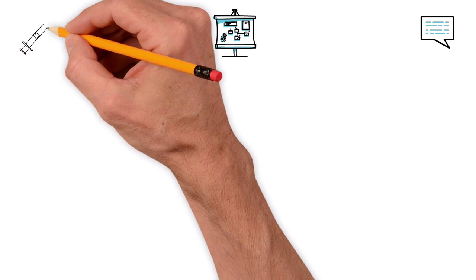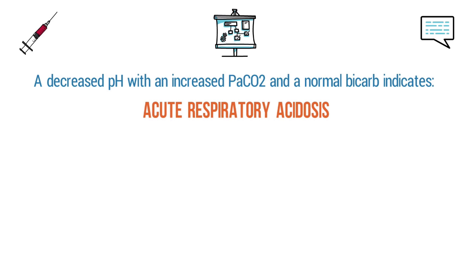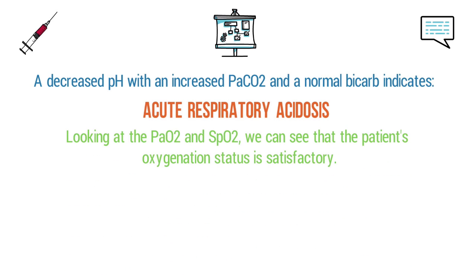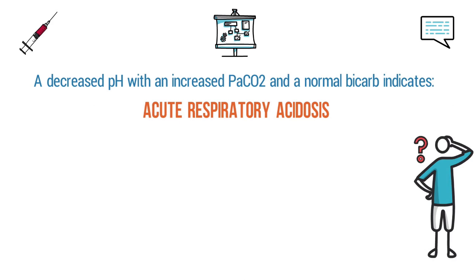Now, to come up with the correct answer, the first thing we need to do is interpret the ABG results. A decreased pH with an increased PaCO2 and a normal bicarb indicates acute respiratory acidosis. And by looking at the PaO2 and SpO2, we can see that the patient's oxygenation status is satisfactory. So now we need to figure out what we can do to correct the respiratory acidosis to get the pH back into the normal range.